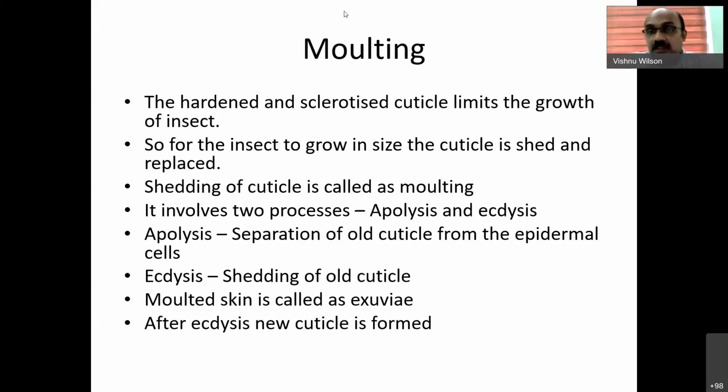Just like you have seen the discarded old skin of the snake, if you observe closely in the environment, you can also see such discarded integument, the molted skin of the insect, and that is called the exuvia. Once the ecdysis, that is the shedding of the old cuticle, is complete, the new cuticle will get formed. We will discuss the molting process in detail, how the new cuticle is formed.